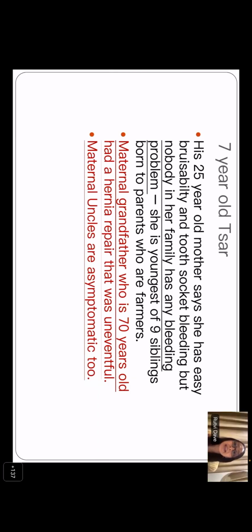So, looking at this history, does it look like X-linked recessive? No. The males on the maternal side, the maternal grandfather and maternal uncles, all of them are asymptomatic. Okay, so if I tell you this is still hemophilia, what is the possible explanation? De novo. Adopted. Okay, so these are the options. A 7-year-old boy, diagnosis of hemophilia, but no family history. What could be the possible reasons?